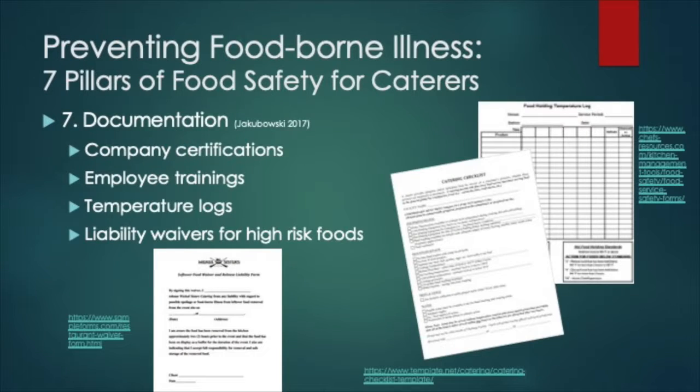The last pillar is documentation, and it is exceedingly important. You should be able to produce at any given time things like certifications of your company and any companies you get food from, an accurate history of each of your employees' food safety training, logs of preparation procedures, and temperatures of your food every 15 minutes, and even liability waivers.